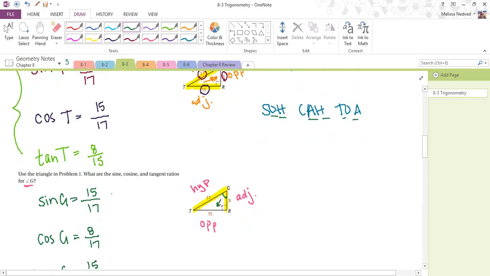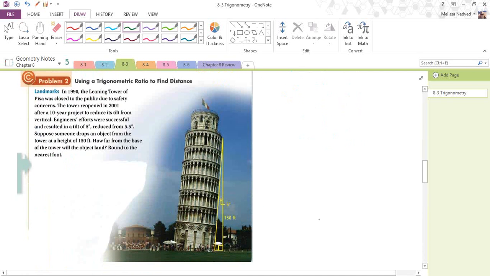Okay, so let's keep going on. Why do we care about that? Well, we can actually use that and use our calculator to find angle measures using SOHCAHTOA. So it says in 1990, the Leaning Tower of Pisa was closed to the public due to safety concerns. The tower reopened in 2001 after a 10-year project to reduce its tilt from the vertical. Engineers' efforts were successful and resulted in a tilt of 5 degrees, reduced from 5.5 degrees. Suppose someone drops an object from the tower at a height of 150 feet. How far from the base of the tower will the object land? Round to the nearest foot.